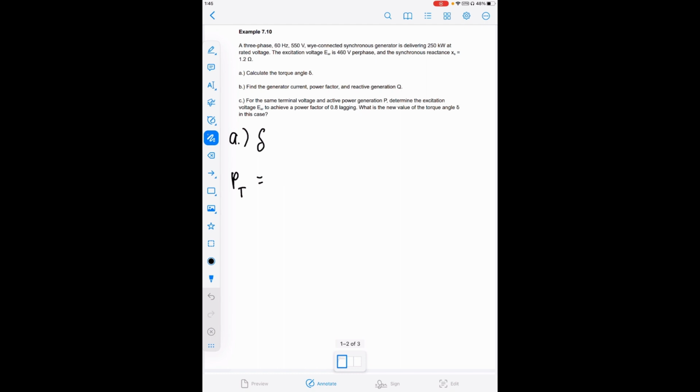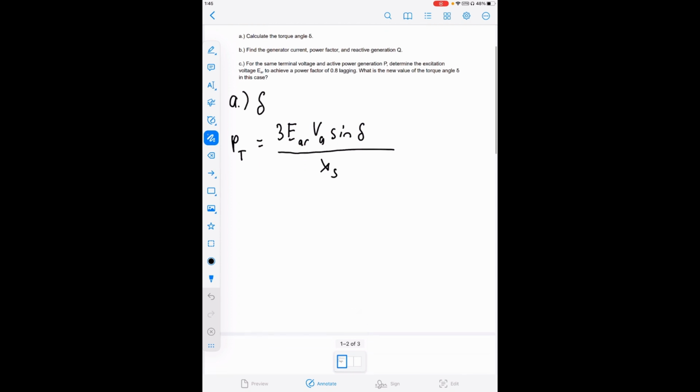Power is equal to 3 times the excitation voltage times the per phase voltage times sine of the torque angle divided by the synchronous reactance. And then solving for the torque angle, we get inverse sine of power times synchronous reactance all over 3 times excitation voltage and then per phase voltage.